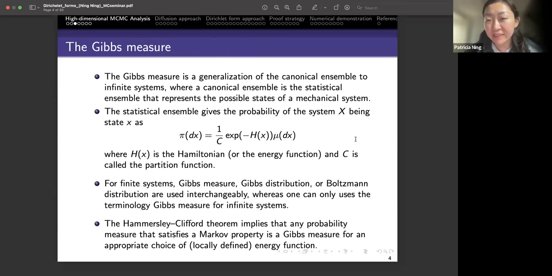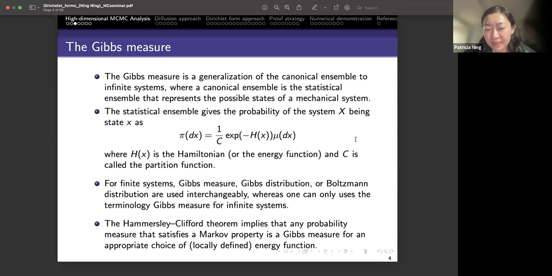Now we talk about what the Gibbs measure is. The Gibbs measure is the generalization of the canonical ensemble to infinite systems, where a canonical ensemble is a statistical ensemble that represents the possible states of a mechanical system. The statistical ensemble gives the probability of the system X being in state little x in this form: 1 over C, where C is the normalization constant, also known as the partition function in statistical physics, times the exponential of negative H(x). H(x) here is the Hamiltonian function, also known as the energy function. Mu is the reference measure.